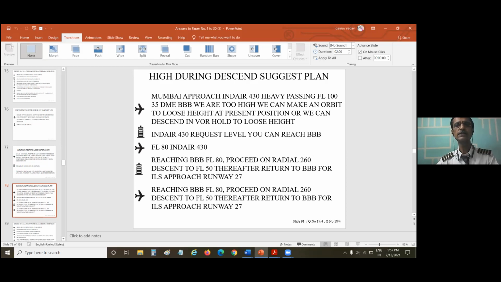On that radial, descend to flight level 50. So now your descent is in one particular direction. That direction is 260. In the direction of the 260 radial, you keep on descending from 8,000 to 5,000. So you lost 3,000 feet in one direction. You come to 8,000 there on Bravo, Bravo. After coming there, take a direction of 260.